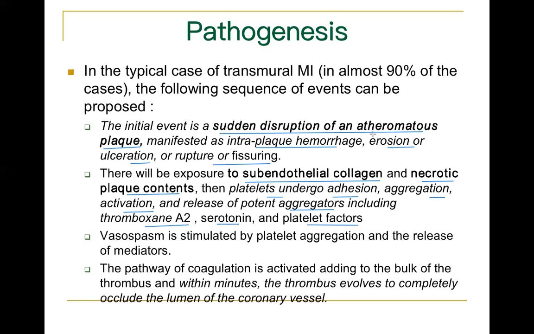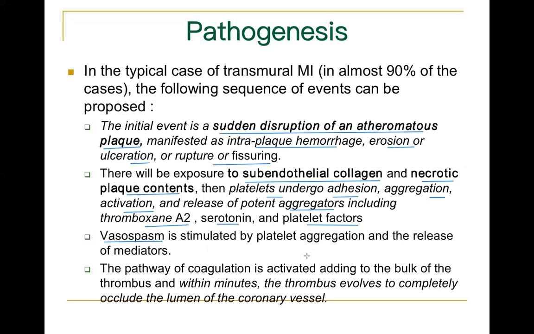So let me explain again. After this atheromatous plaque gets ruptured, there is exposure to subendothelial collagen and necrotic plaque content. They attract the platelets towards that area. Platelets get attached there. They are aggregated and they are activated. They release further substances like thromboxane A2, serotonin, and platelet activating factor. This thromboxane A2 is also a type of vasoconstrictor. Vasospasm is stimulated by platelet aggregation and the release of mediators, mainly thromboxane A2. So further vasospasm will occur here.